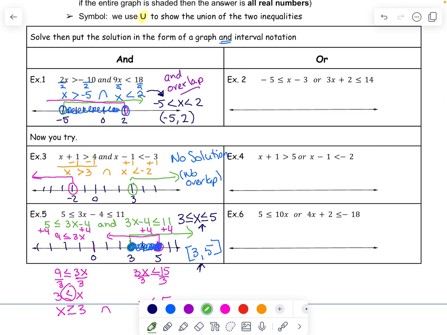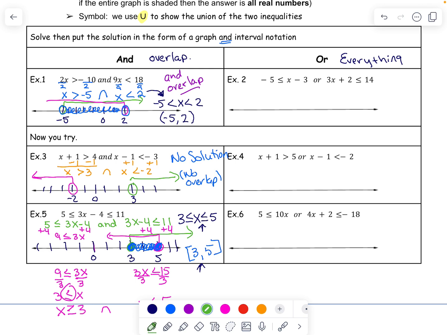Okay, now let's talk about some ors. So we have or now. So where and meant that we were going to overlap, or means we're going to take everything.